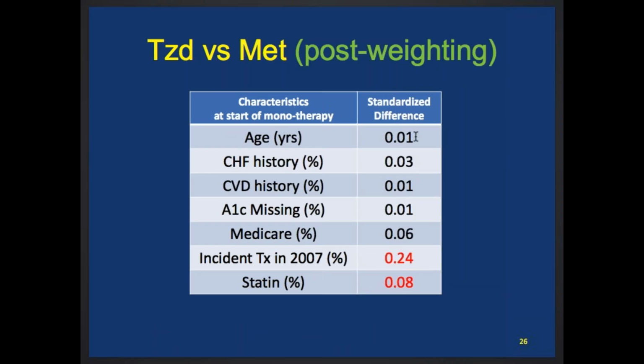Post-weighting, here we've done the MET stabilized weight, and age ended up great, CHF, CVD, A1C, Medicare exposure, all of these ended up being pretty nicely controlled. Year didn't really benefit much at all. It went from a 0.25 to a 0.24. We really didn't get that under control at all with the weighting. And statins got a little bit worse. Not terribly worse, it's still less than 0.1. But in terms of variables you'd like to see balanced, it's sort of a shame that our weighting is imbalancing one of the ones that we would care about the most.